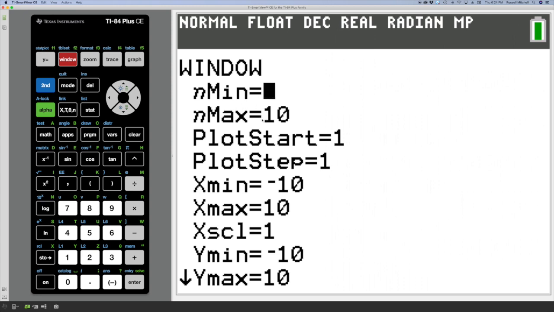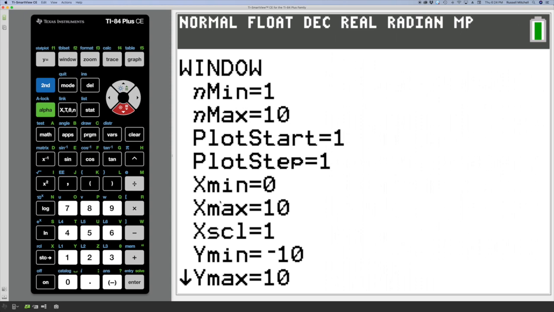We want our n max to be 10 because we're going to stop this at 10. We only want to graph the first 10 terms, okay? And then we come down here and plot start is 1. That's fine. Plot step is 1. That's fine. X min, we probably want to start that at 0. And our X max is 10 because on the X axis, that's going to be our n value.